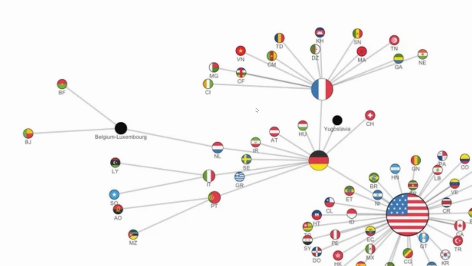Of course, just a reminder, this is their primary trading partner, so a lot of smaller countries are going to connect to a slightly bigger one.